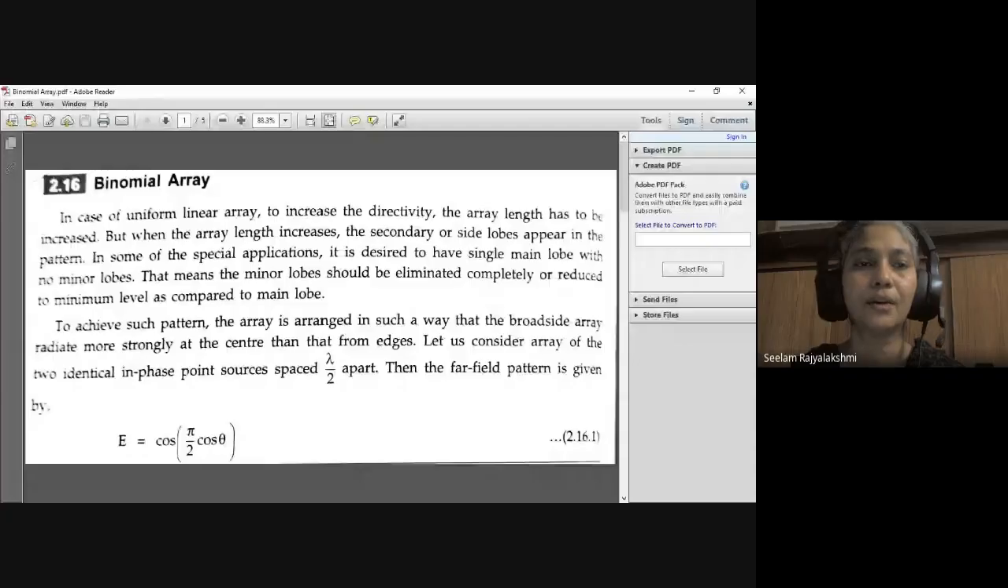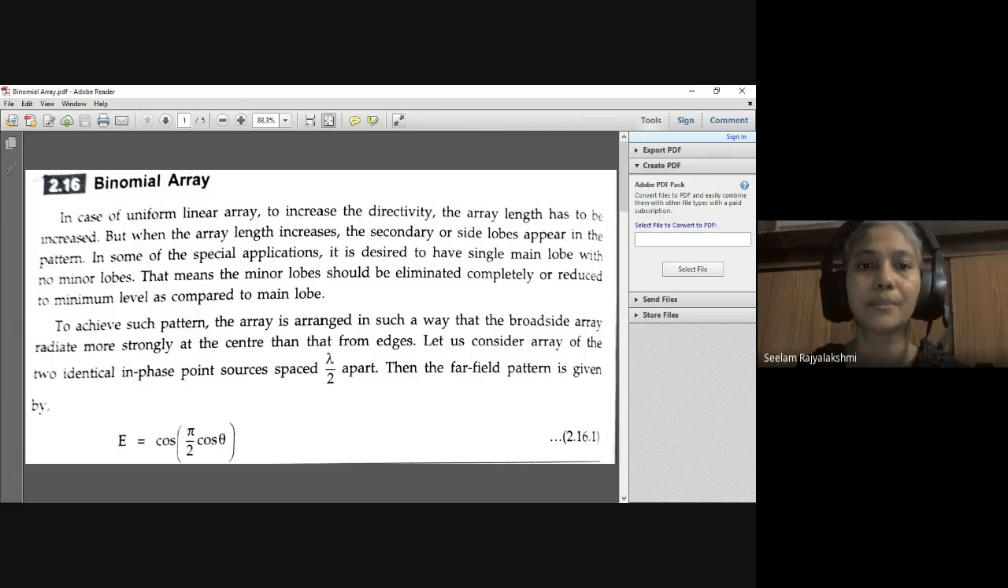Binomial array. Now let us consider a uniform linear array. How can we increase the directivity of this uniform linear array? By increasing the length, we can increase its directivity. But whenever the length increases, secondary or side lobes may appear in the radiation pattern. Whenever these side lobes appear, some of the output power can be lost.